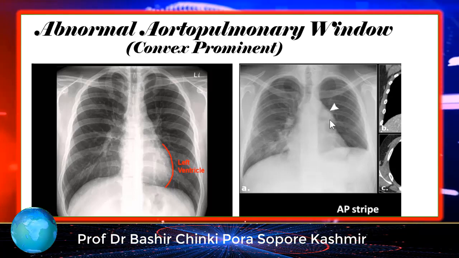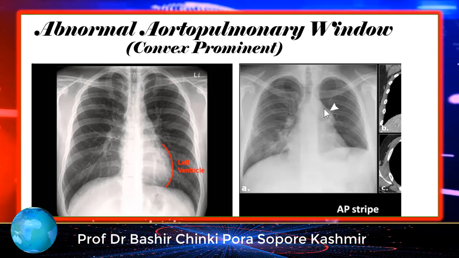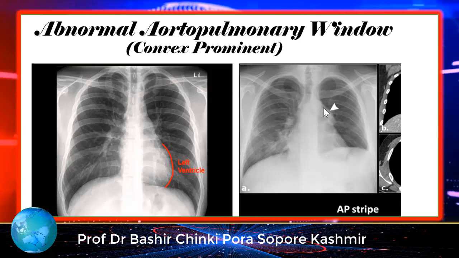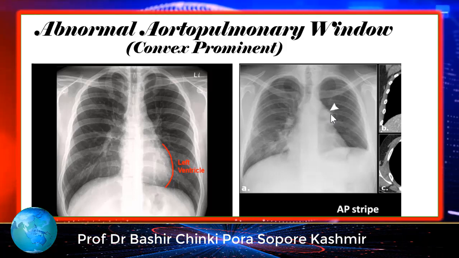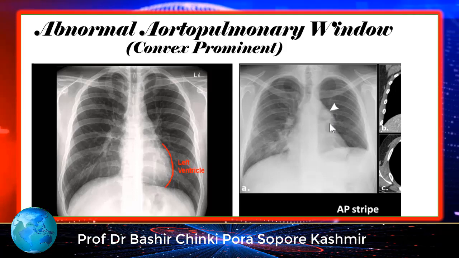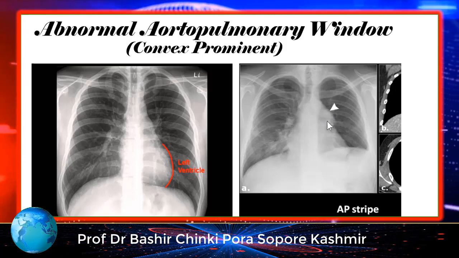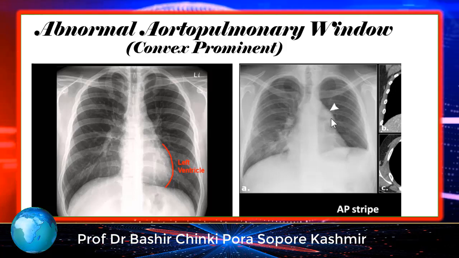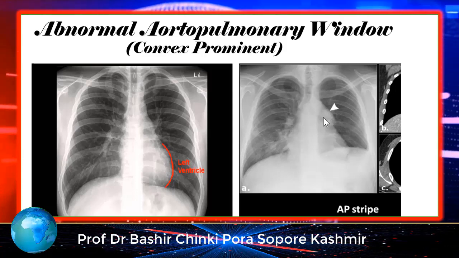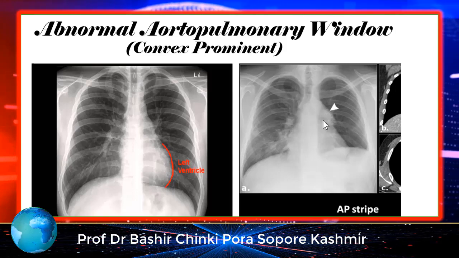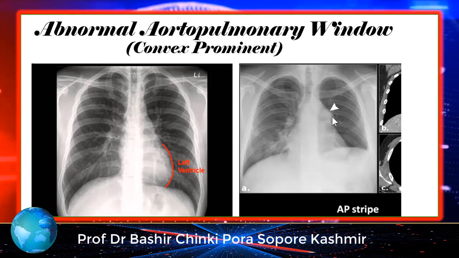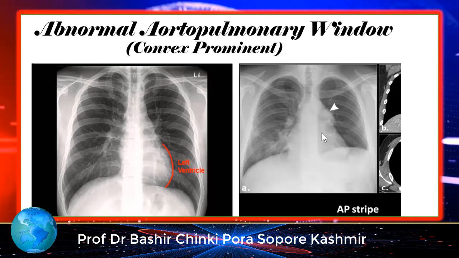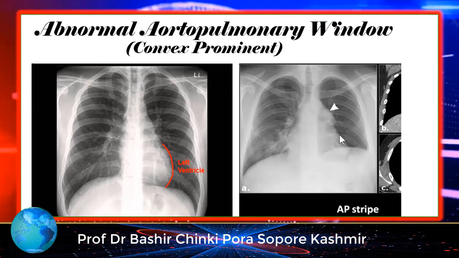It can be nicely seen here. We don't see any aortopulmonary window. Instead, we see that this area has become convex, and the pulmonary conus, that is the pulmonary artery, has become enlarged, has become prominent. So this could be due to pulmonary hypertension secondary to various heart diseases.